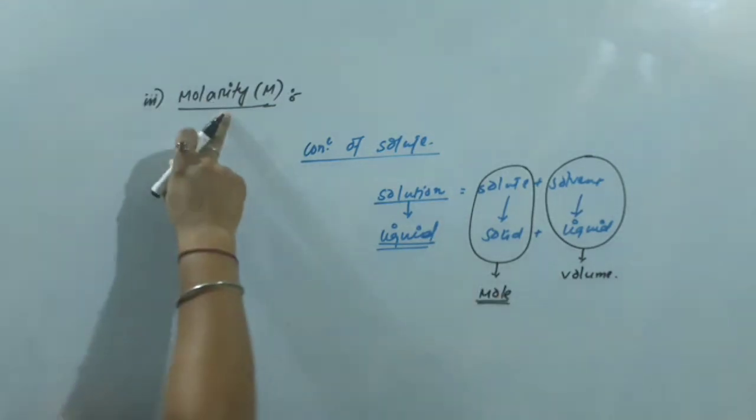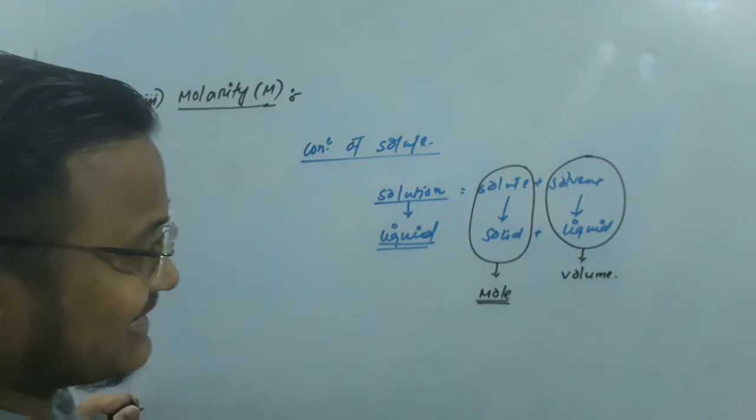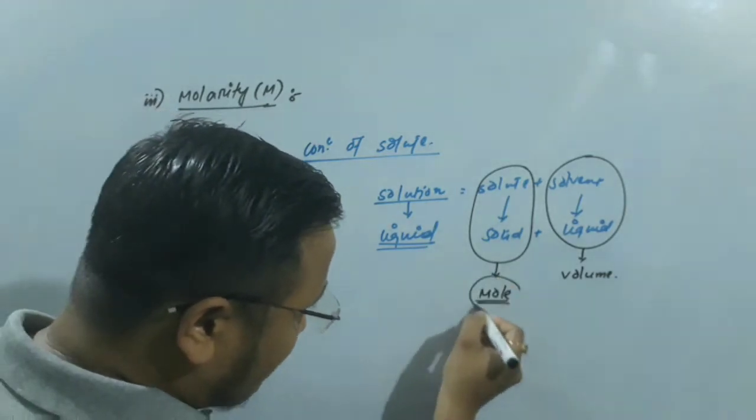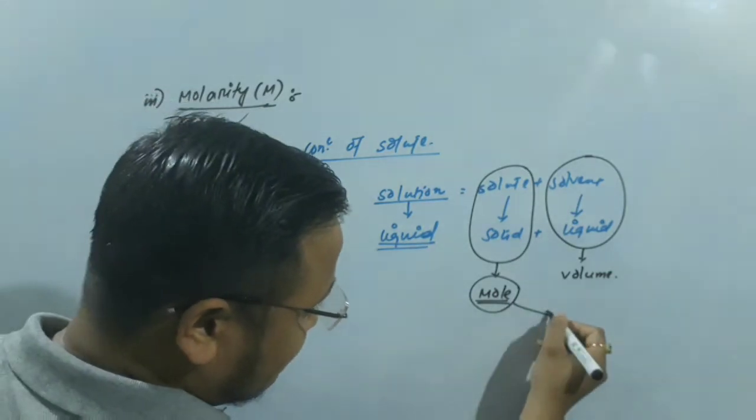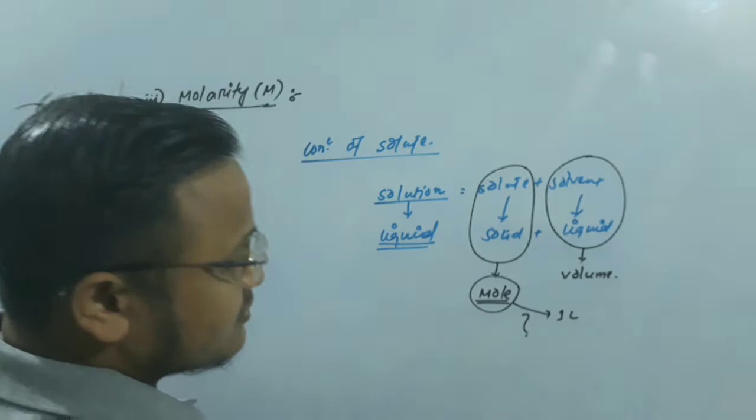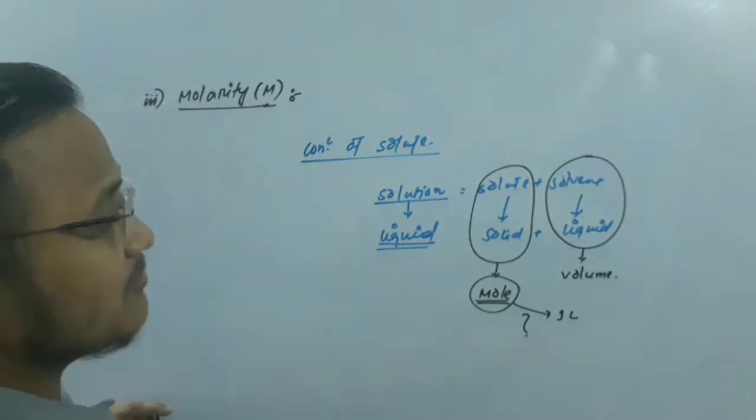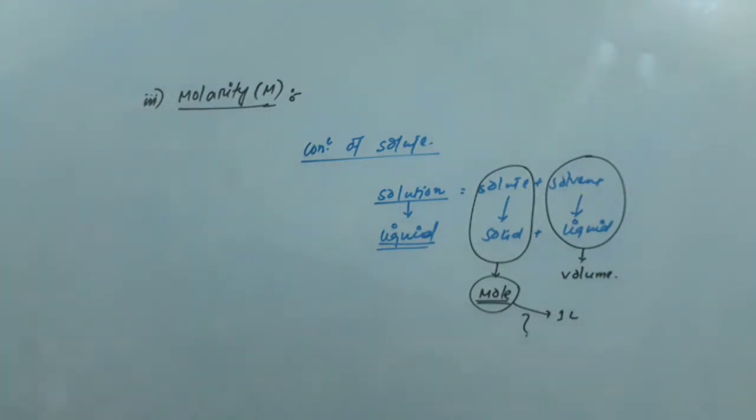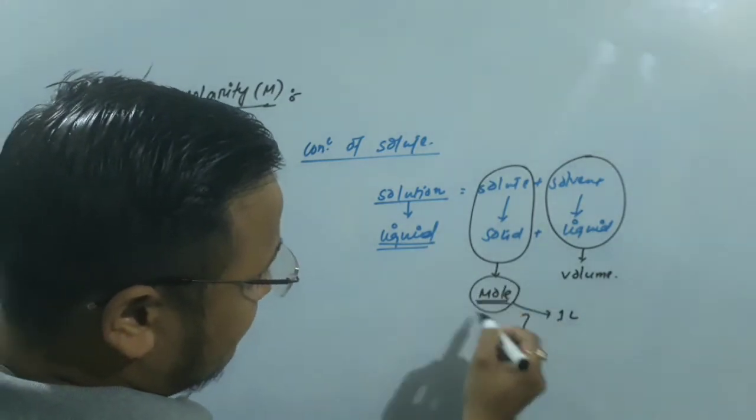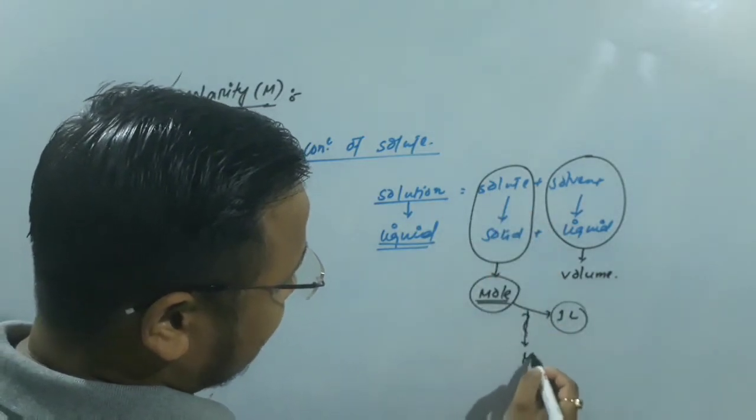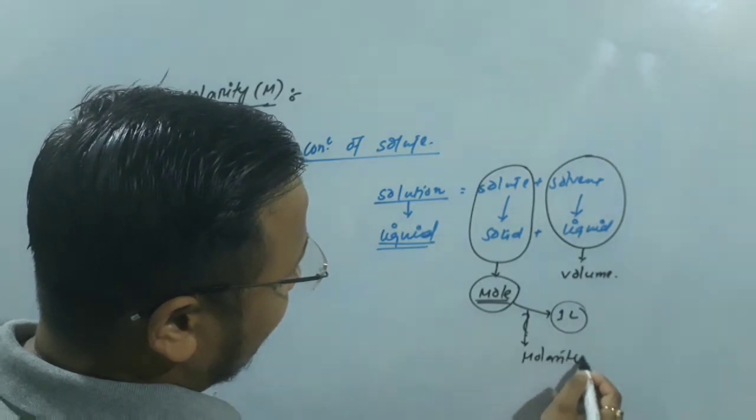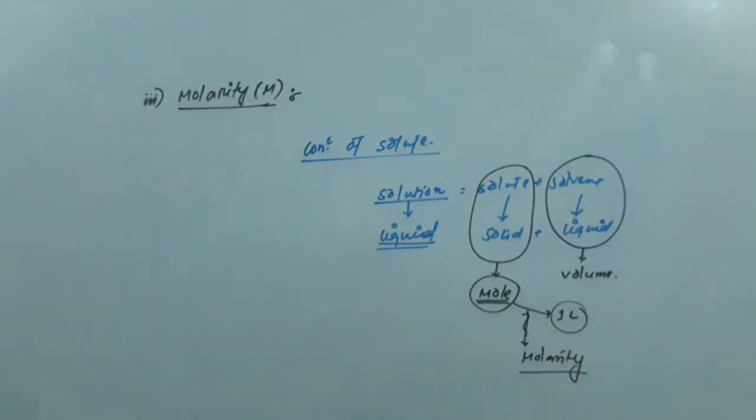But when the term molarity comes, it means the mole of the solute per liter of the solution. Mole of the solute in 1 liter of the solution. That is what we are talking about, molarity. It is the number of moles of this solute in 1 liter of the solution, which is the molarity of a solution. I hope you guys have understood, right?